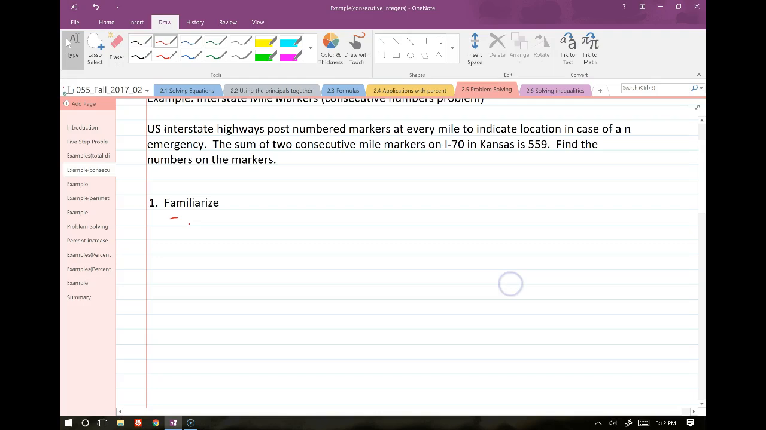Second, there's not a whole lot of pre-stuff to do on this, so we'll just go ahead and name our variables, right? They want us to name the numbers on the markers. So we'll choose one number. We'll say, let n represent the smaller number. Then we don't even need to define the next one. We already know that n plus 1 is equal to the next number.